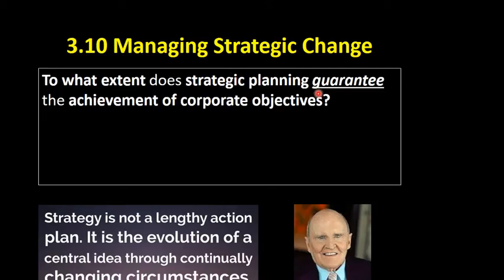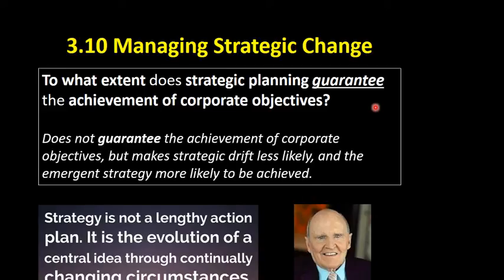Okay, so this is the sort of question that you might get: to what extent does strategic planning guarantee the achievement of corporate objectives? Well, I think my conclusion to that question would be that it doesn't guarantee the achievement of corporate objectives, but the process of strategic planning and review makes strategic drift less likely, and the emergent strategy therefore is more likely to be achieved. We're more likely to be able to evolve as an organisation if we're doing strategic planning and review properly, because we'll adjust to the external environment.